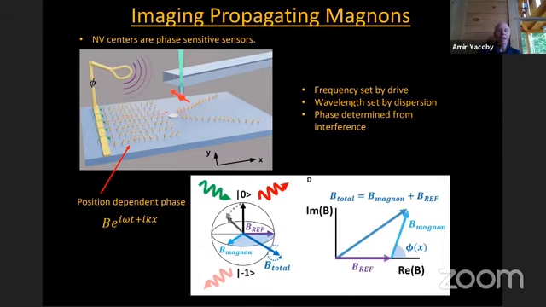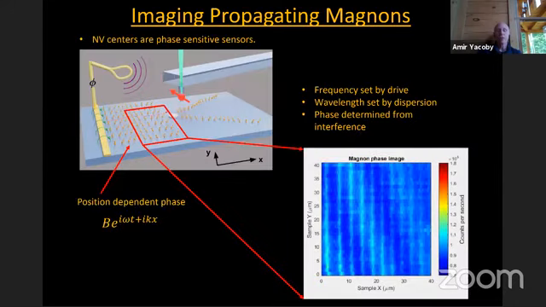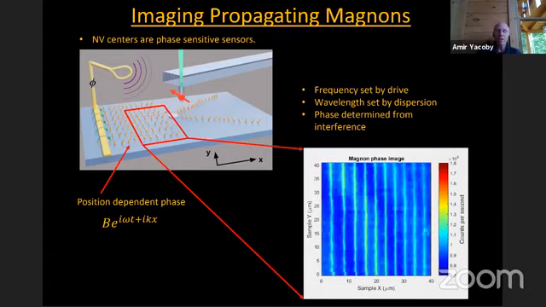And so the total AC drive is given by our reference phase and the magnon field, whose angle, B magnon, depends on the location, IKX. You see that we can generate constructive and destructive interference between the magnon field and the reference field, which allows us to determine this specific phase, IKX. This is what you're seeing in the bottom right corner here: images, snapshots of propagating magnons.